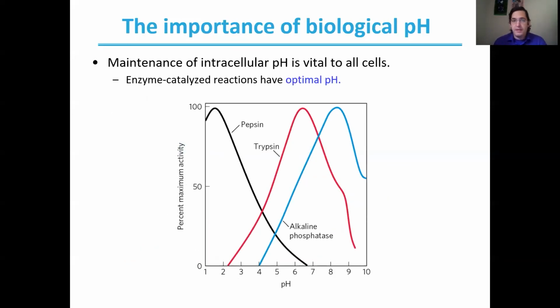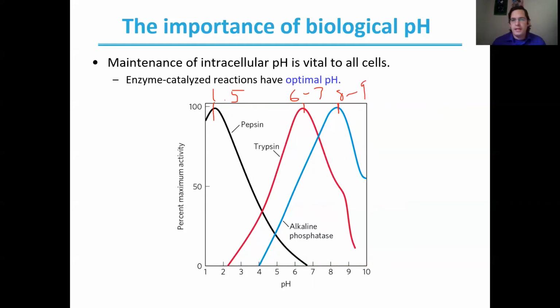As an example of how pH affects our enzyme activity, this graph here shows 3 different enzymes and their relative activity versus pH. All right, so you'll notice they each have different specific pH values that they like to work at. Pepsin likes very low pH values, around 1.5. Our trypsin here in red likes more neutral pH values, between 6 to 7 for the optimal pH. And our alkaline phosphatase actually prefers a higher pH, around 8 to 9.